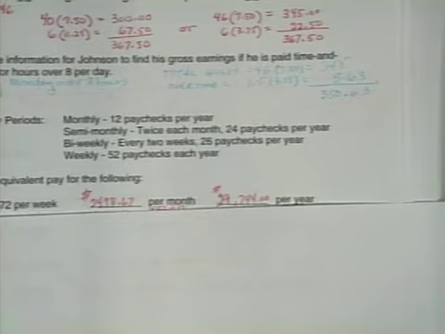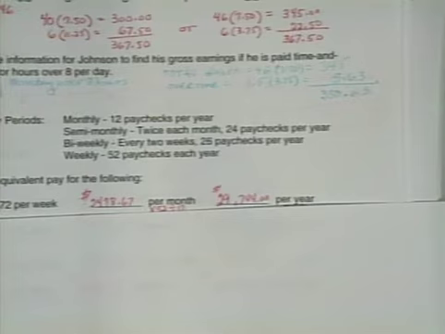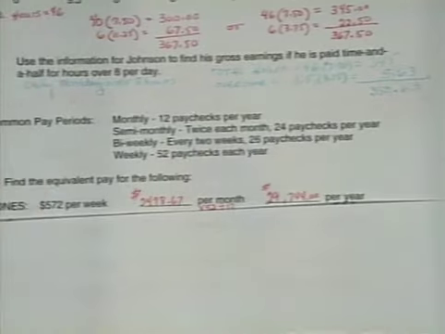So we want to talk about Jones for a minute. He gets paid $572 per week. I want to be able to convert that to per month, per year, per semi-monthly and bi-weekly pay period. Is that okay? So let's talk about what we're going to do. If he makes $572 a week, which one would be the easiest one of these to do? We're not going to do these in order because we can't.